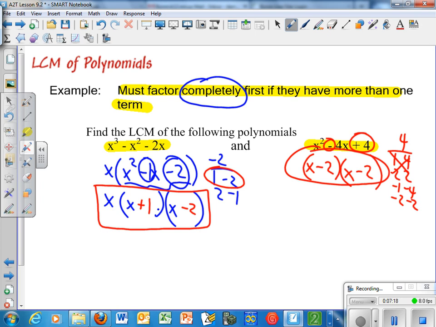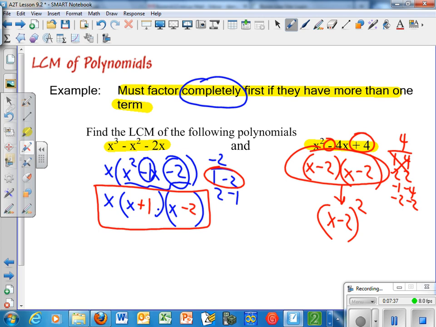Now, here's what you need to notice. That can actually be written, and you need to do this if you're finding the LCM, as x minus 2 squared. You want to write it with a power. The only way that happens is if the two binomials are the same, you can write it as a power of 2. Okay, so that was a perfect square trinomial that can be written as a binomial squared.